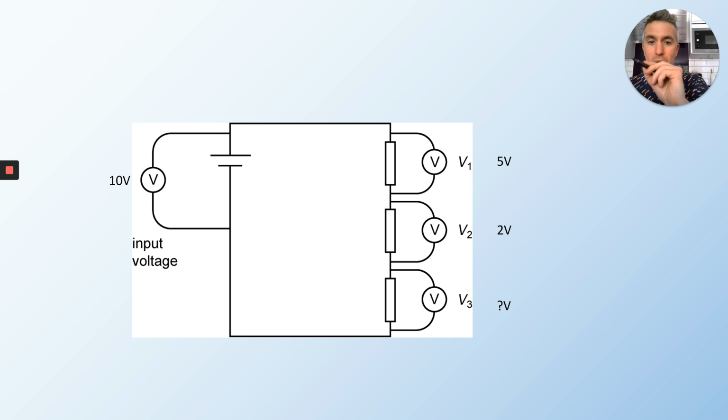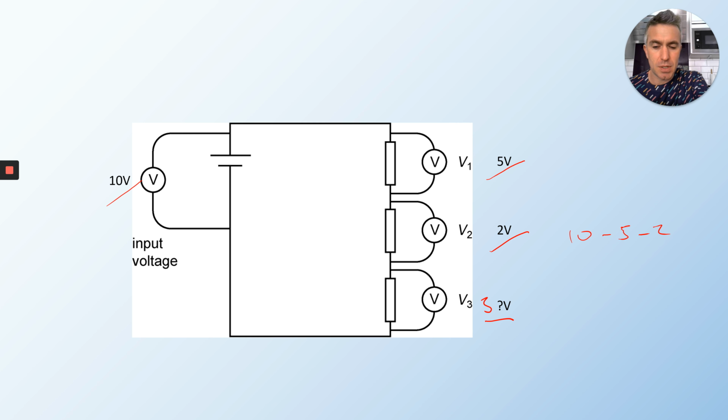Here we have a scenario where they're not the same. This one is 5. This one is 2. We get 10. So 10 minus 5 minus 2 means this one will have to be 3 volts. 3 plus 2 plus 5 is 10.